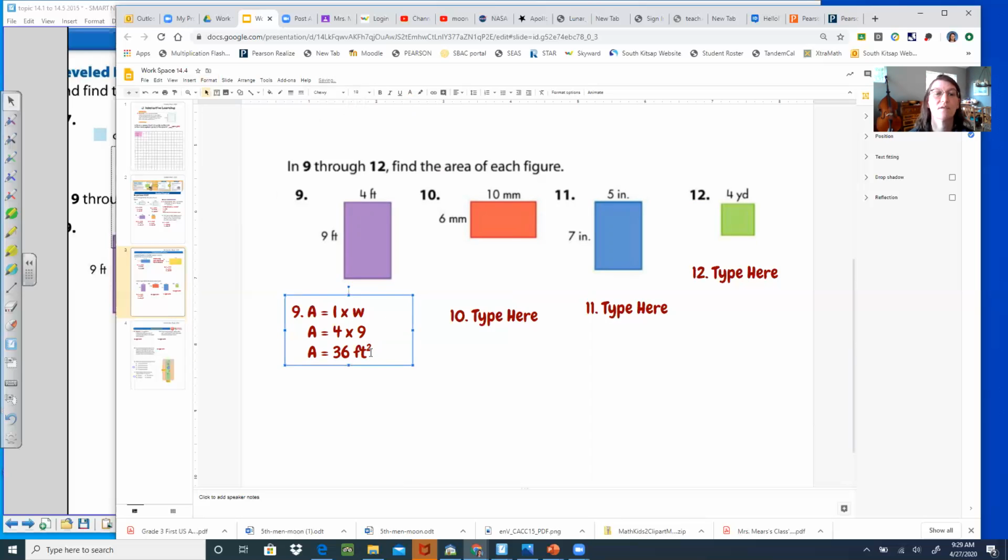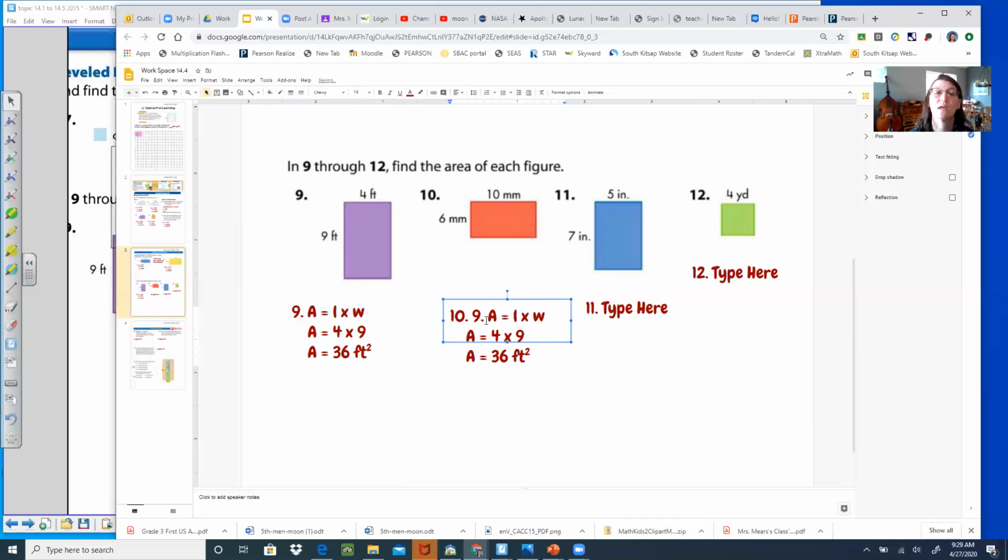And I'm going to borrow this so I don't have to retype everything. And I'm going to paste you here. Get rid of the 9 because it's not number 9, it's number 10. So area equals length times width. My length on this one is 10, so change my 4 to a 10. My width is 6. That's a nice number to multiply, but it's not going to be 36 and it's not going to be feet. I'm going to change my label first. So it is millimeters. Those are little tiny guys. And 10 times 6 is 60.